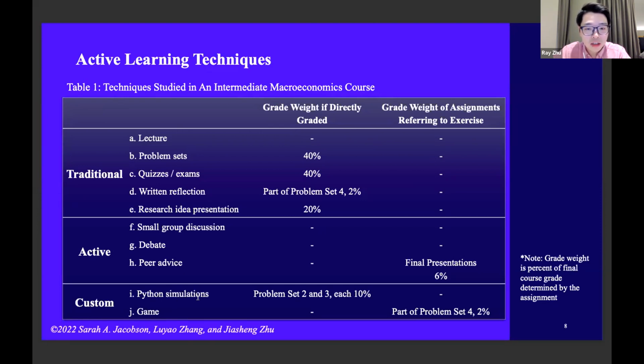Python simulation is just economic simulation of some economics class examples in the Python language. So it's kind of a combination of computer science, programming, and traditional economic modeling. We also have the corresponding grading weight and the rules in the table.